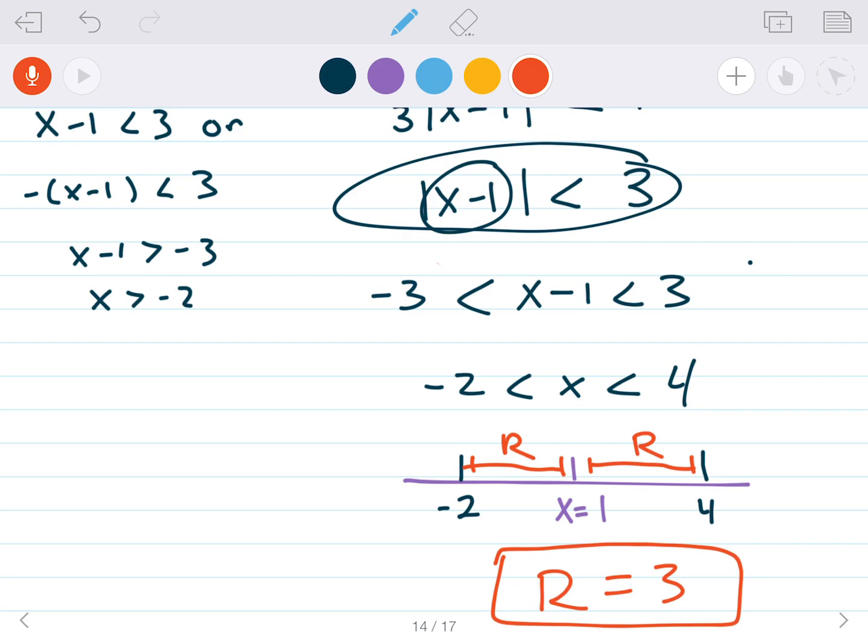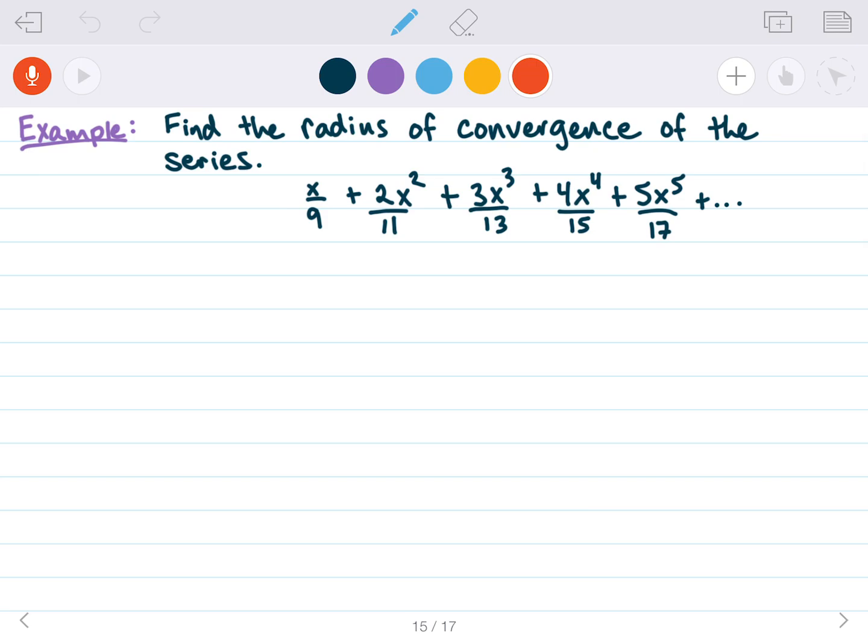Okay, all right, let's move on. So we were just trying to find the radius. Let's do another example where we're not given a specific formula, where we actually have to find the formula. How can we find a formula for this? I encourage you to pause the video and see if you can find a formula in terms of n for this.